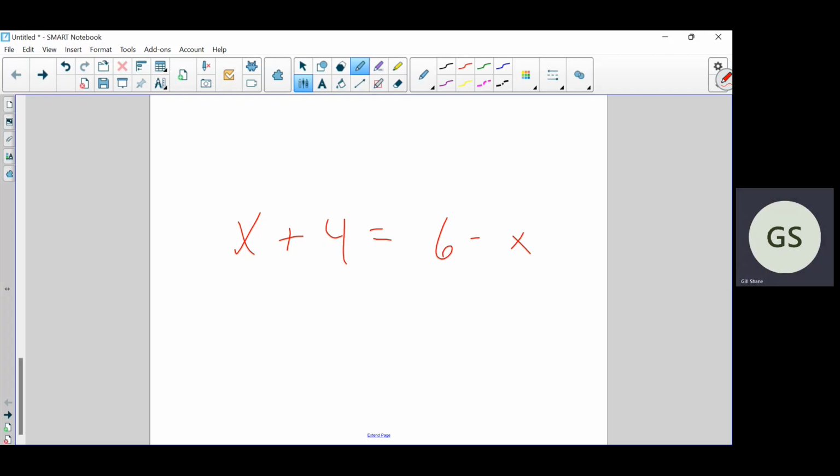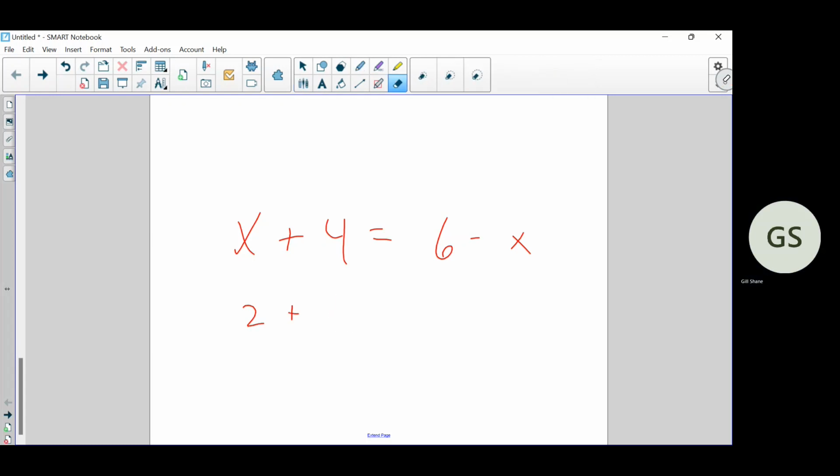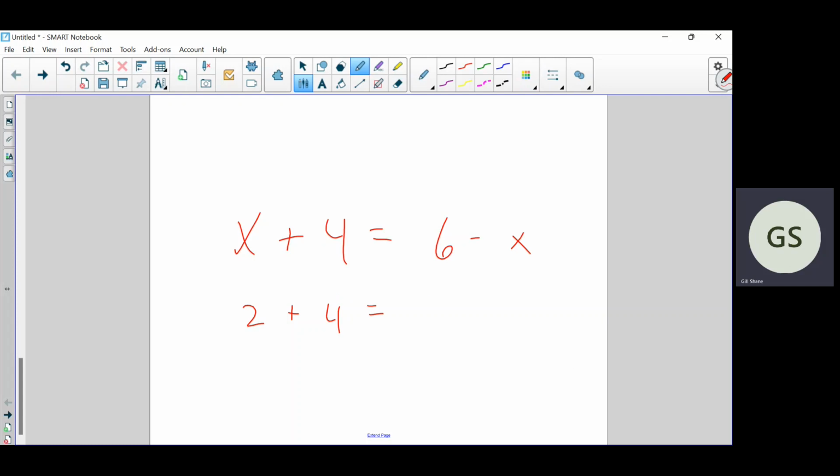I don't think it's 2 because how would I know if it's 2 or not? How would I know if that's right? If I plug in 2, I should get the same thing on both sides, right? 2 plus 4 should equal 6. Subtract 2, is that correct? 2 plus 4 equals 6, subtract 2.